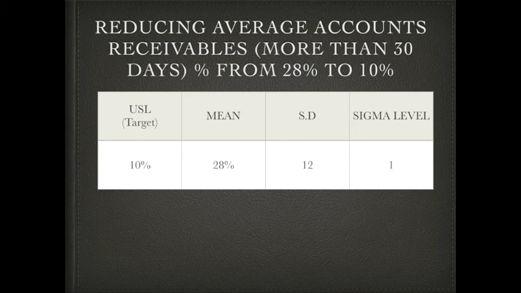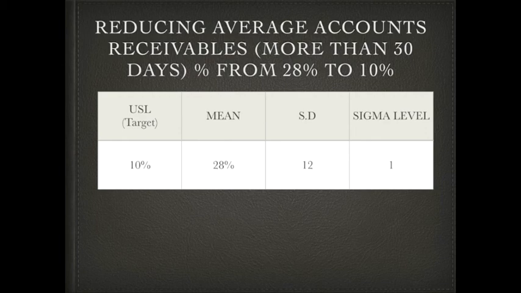Now what is the target? You want to reduce it to 10%, so that is the upper specification limit. Since we are reducing accounts receivables, we have an upper limit, so we don't want the accounts receivables to go beyond 10%. The current level that we have, the mean level, is 28%, and the standard deviation is 12. Now let's calculate the sigma level for this process.